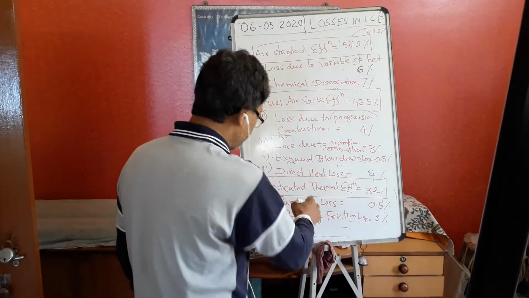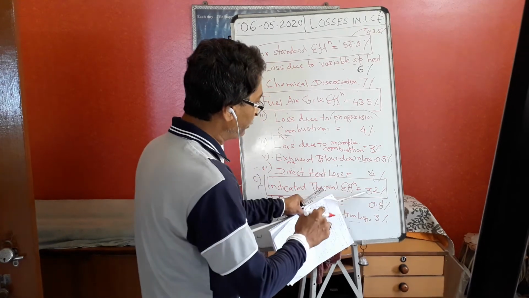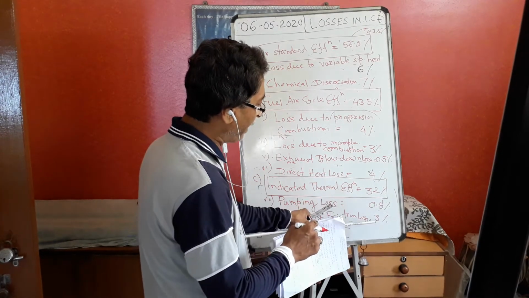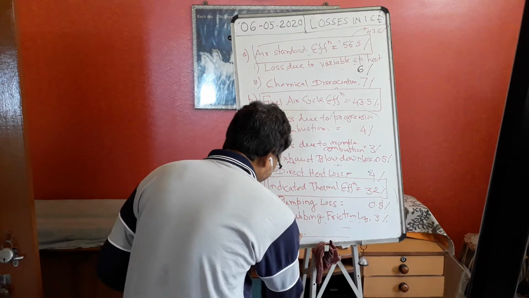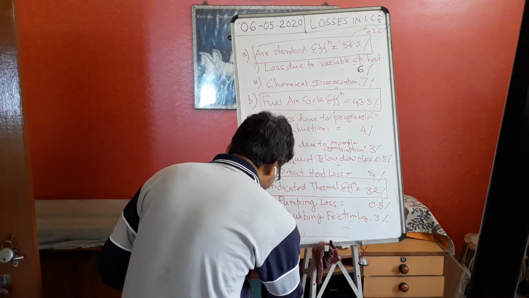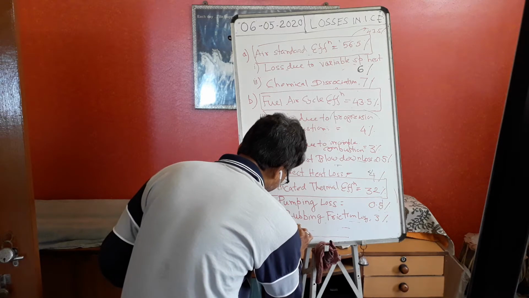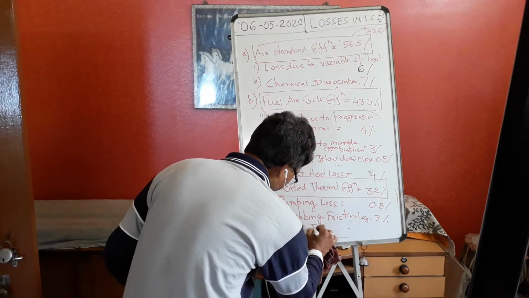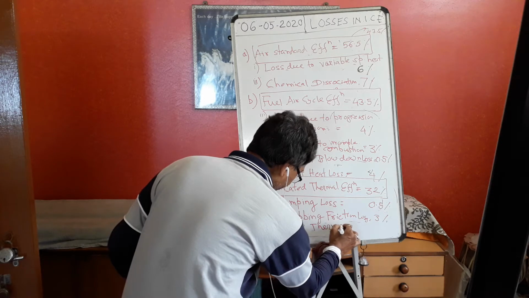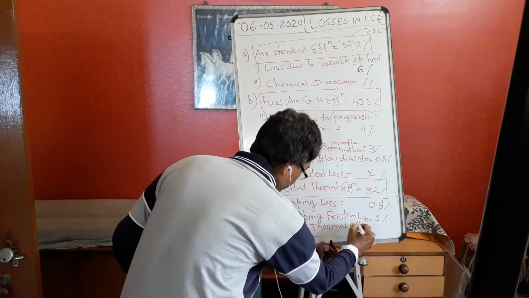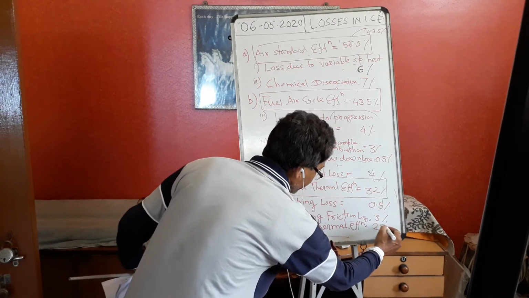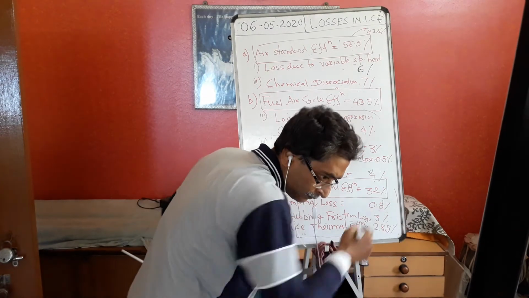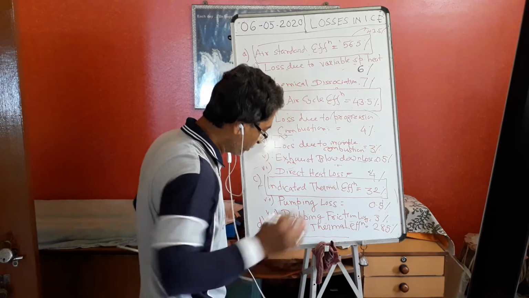What I have discussed: now, if we deduct from 32 minus 0.5 minus 3%, then we will get the brake thermal efficiency. This is the actual brake thermal efficiency, this is our efficiency we talk about. So if we subtract this, we get 28.5%.